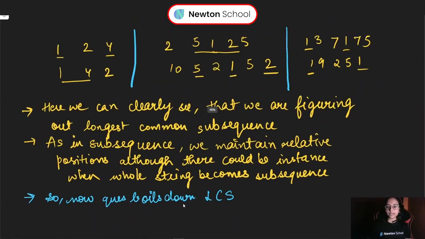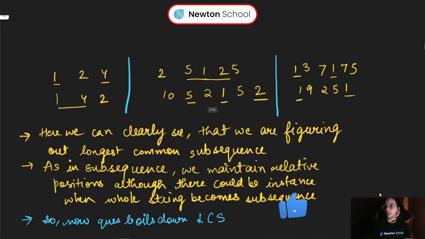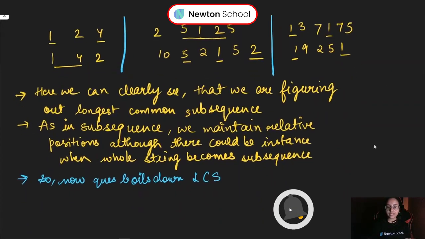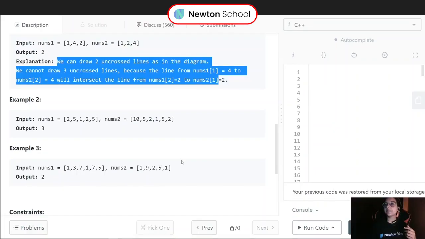Now comes the next part. So now the question boils down to LCS. So whenever we are required to do an LCS question, how do we proceed with it? One more thing which was left in this question was seeing the time constraints, right?